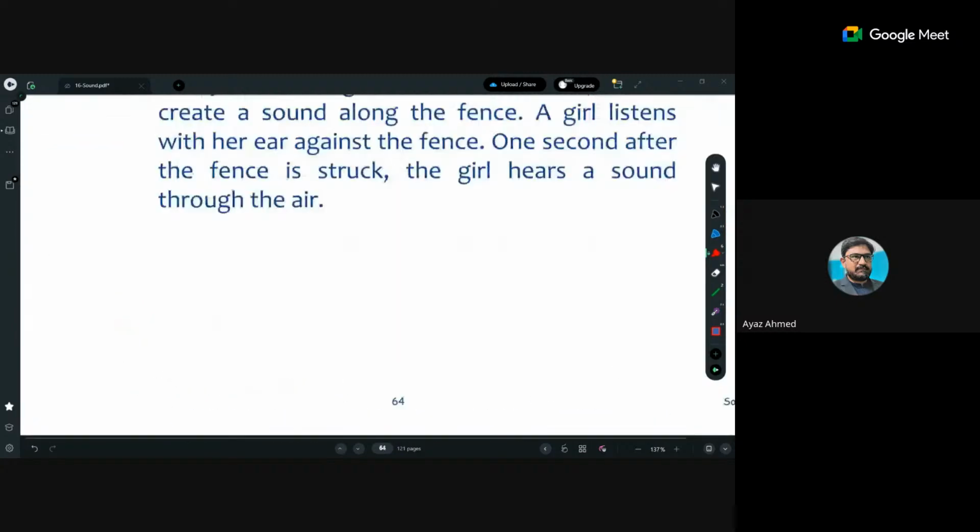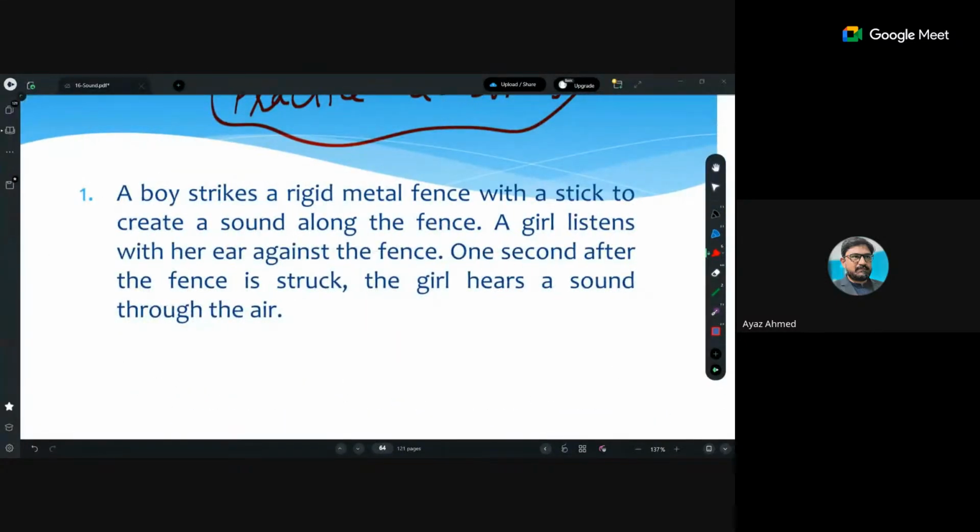Okay, is some data given? No. So here is something mentioned. The boy and girl create the sound on the fence. The girl listens with her ear against the fence. One second after the fence is struck, the girl hears a sound through air. Yes, this is the point.